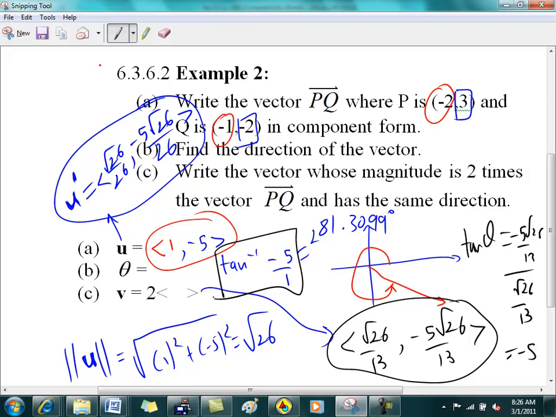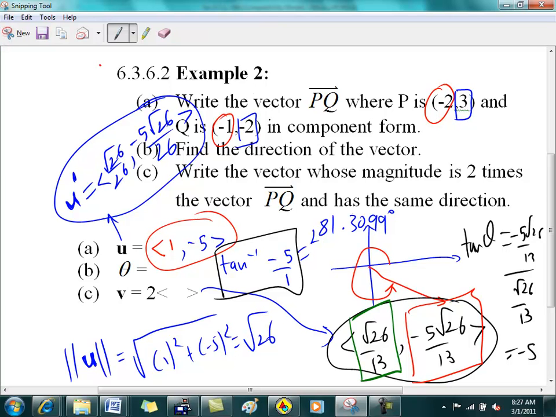Yeah, but the 2 and the 26 cancel to give me a 13. So it's negative 5 root 26 over 13, all over root 26 over 13. In other words, it's this over this. Just like what we did a minute ago.